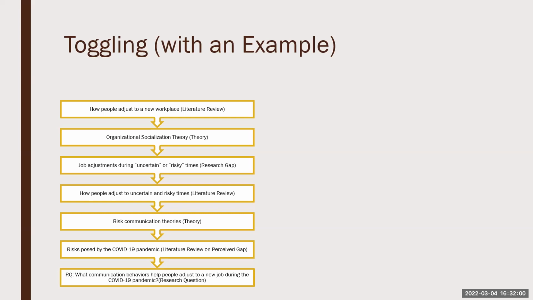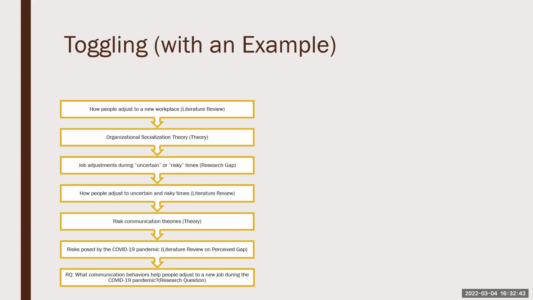Well, as you start doing your review of the literature about how people adjust to uncertain and risky times, you're going to be delving thoroughly into the risk communication theory frameworks. And so again, you're toggling back from literature review to theory, right? And as you look at the different risk communication theories, chances are you're going to focus on maybe one or two theories on the risk communication side, which you think are going to be a good fit with socialization theory.